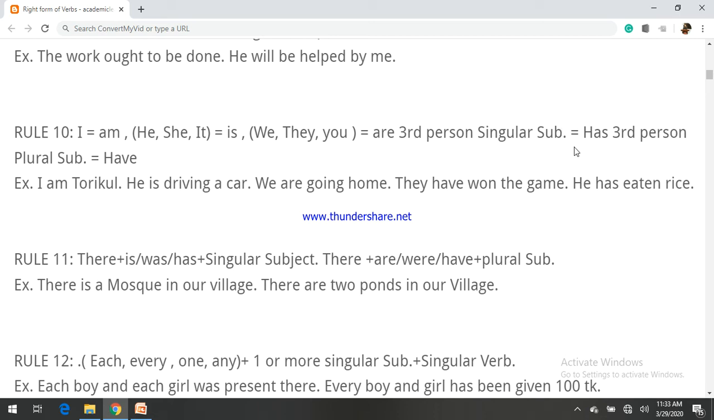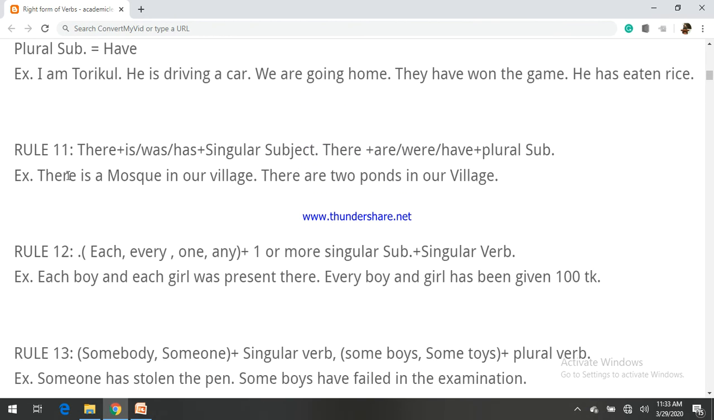Third person singular subject plus has, plus third person plural subject with have. Try to understand the examples, please. I am a Nathorikul. With I, here is am. He is driving a car. With he, the verb is is. We are. With the subject we, here is are. With the subject they, here is have. With the subject he, here is the auxiliary verb has. These things are written here in rule 10. I think it's clear to you.